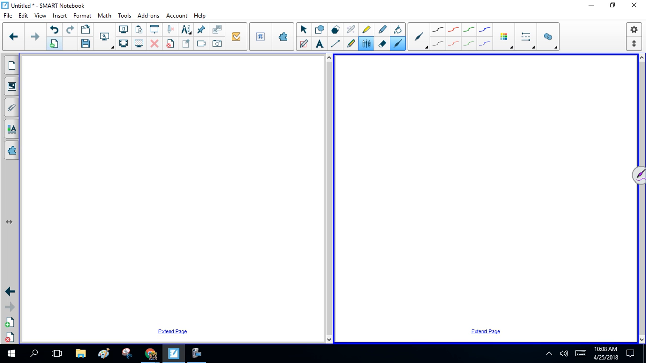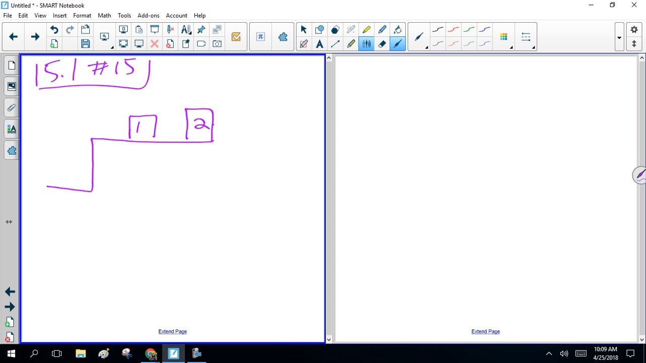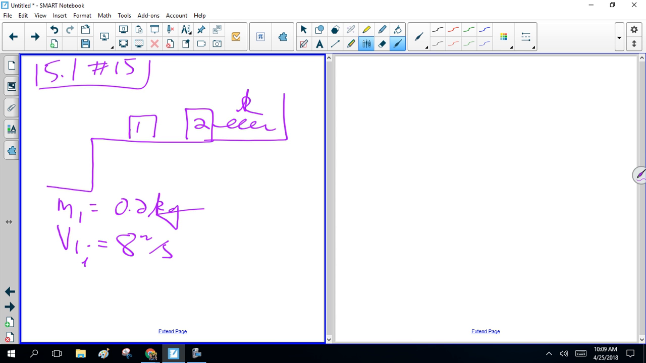The figure at the right shows a block. This is number 15, right? So 15.1. Here's block 1, here's block 2, attached to a spring with a constant K. Here's what we know: the mass of block 1 is 0.2 kilograms. It is sliding to the right over a frictionless elevated surface at a speed of 8 meters a second. So the initial velocity of 1 is 8 meters a second. It's moving this way, so let's call that the positive direction. The direction will be important here.